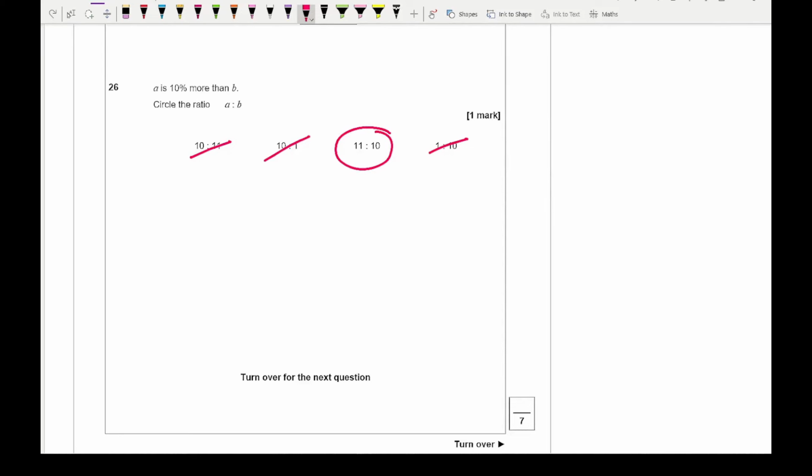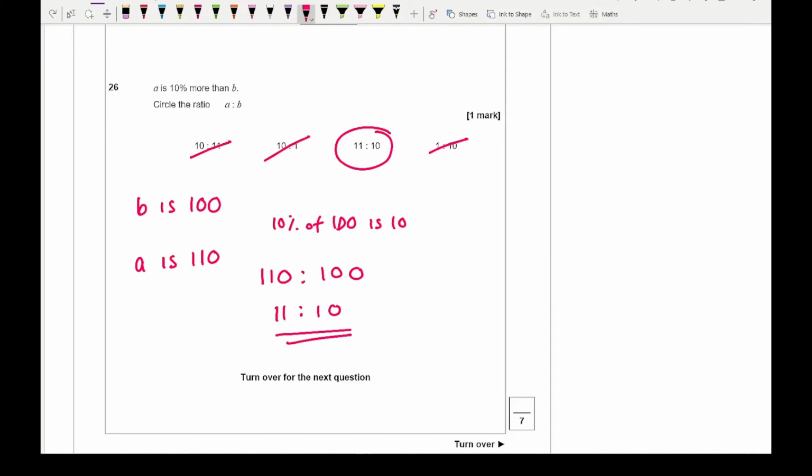Another way of looking at it is if A is 100, then, sorry, if B is 100, then A is going to be 10% more. Well, 10% of 100 is 10, and so if we add 10 to 100 we get 110, so then the ratio is going to be 110 to 100, and if we simplify that ratio we get 11 to 10. So it's like another way of explaining how we get the same answer.